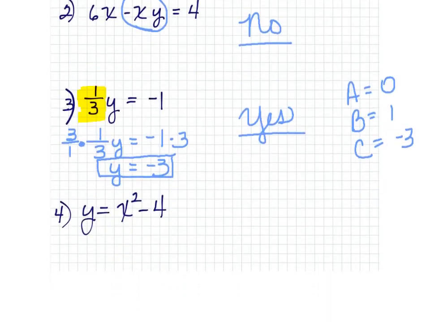Okay, last one, number 4. Y equals x squared minus 4. We know that x and y have to be raised to the first power, and notice with me that x here is squared. Therefore, the answer is no, this is not a linear equation. And so if it's not linear, I can't write it in standard form. Okay, we will continue to practice writing equations in standard form a little later on.